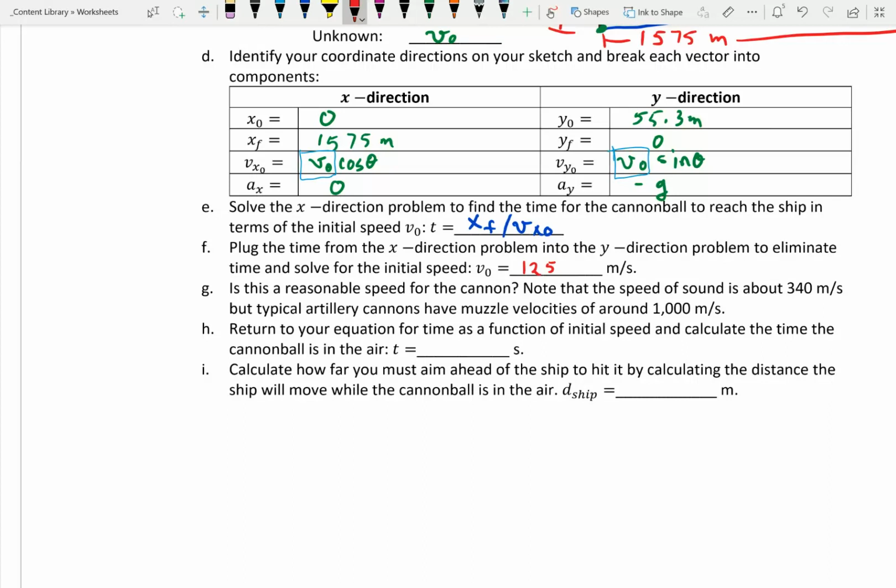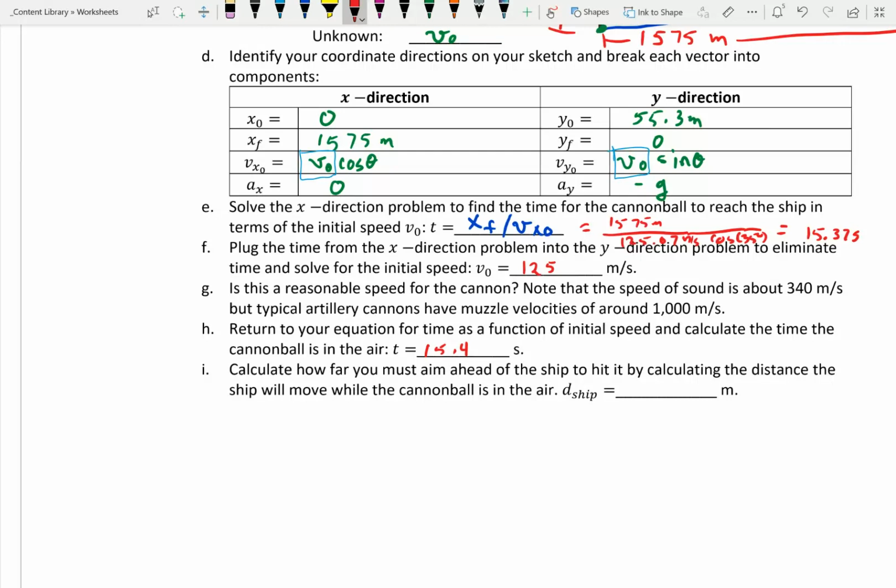Now, return to my equation for time as a function of initial speed and calculate this time that the cannonball is in the air. So note my time is x final over vx0. So that's going to be 1575 meters divided by 125.07 meters per second cosine of 35 degrees. And that gives me a time in the air of 15.37 seconds. So again, three significant figures, 15.4 seconds it's in the air.